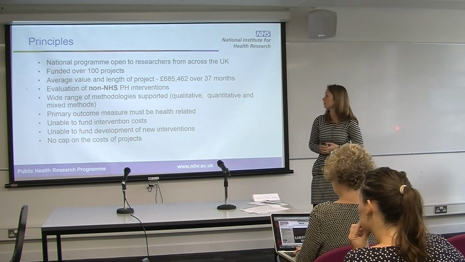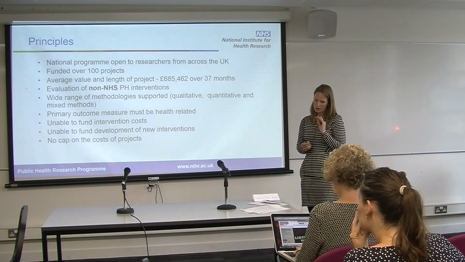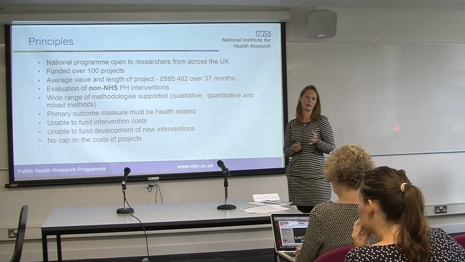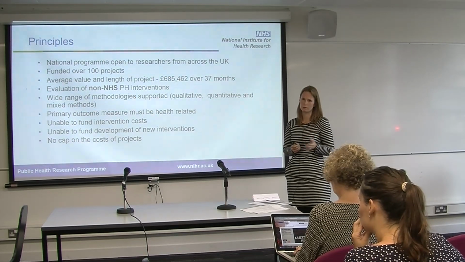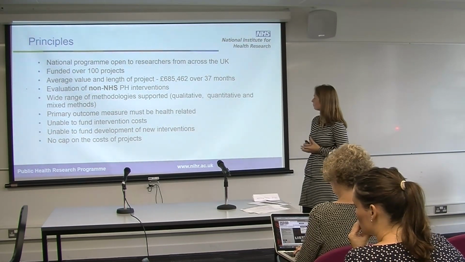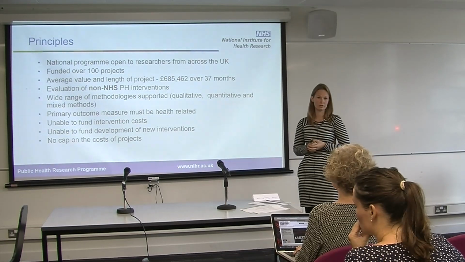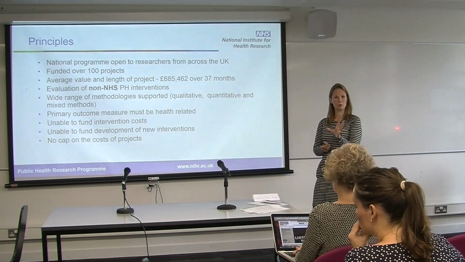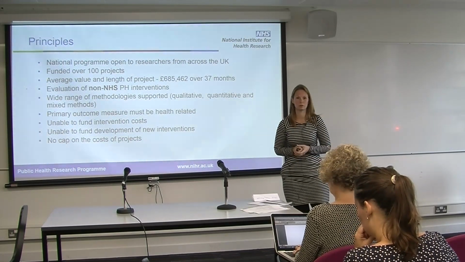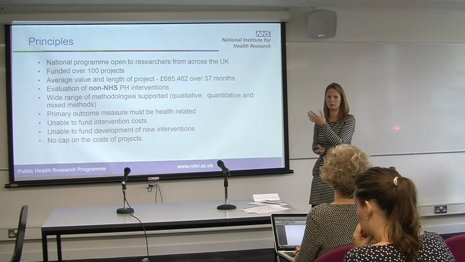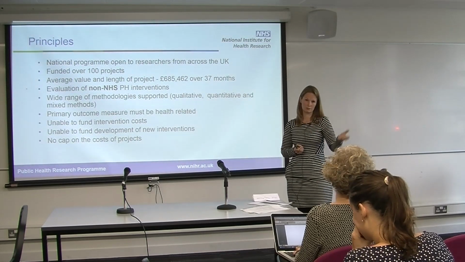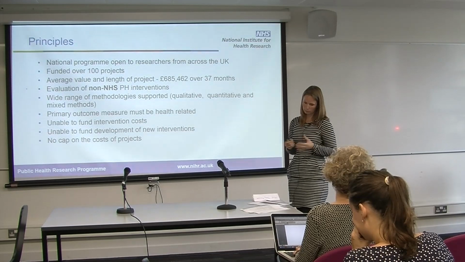So just a few key principles of the programme. It's a national programme, so it's open to the whole of the UK. Portfolio-wise, we have funded over 100 projects now, I think it's around 120. Average length of projects, 37 months. Average cost, about 700,000. Again, evaluation of non-NHS public health interventions. We support a wide range of methodologies: qualitative, quantitative, mixed methods, natural experiments, RCTs, evidence synthesis, systematic reviews, so we're quite all-encompassing.